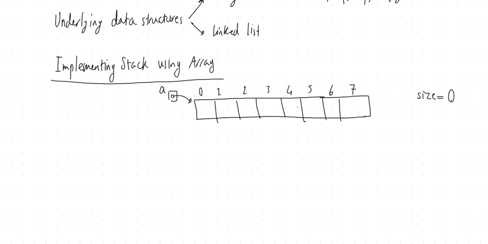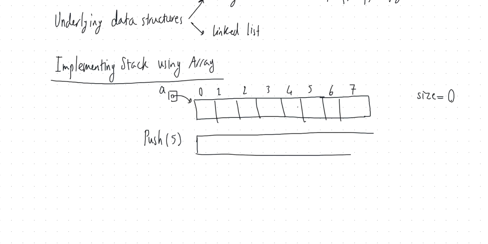Then we have to talk about each one of these operations. Let's start with push. Let's see what should happen if I say push 5. I created this stack called S1 or something, and then I say S1.push, so I call this member function called push. Now what should happen is very simple. First of all, you write 5 in the first position in the array.